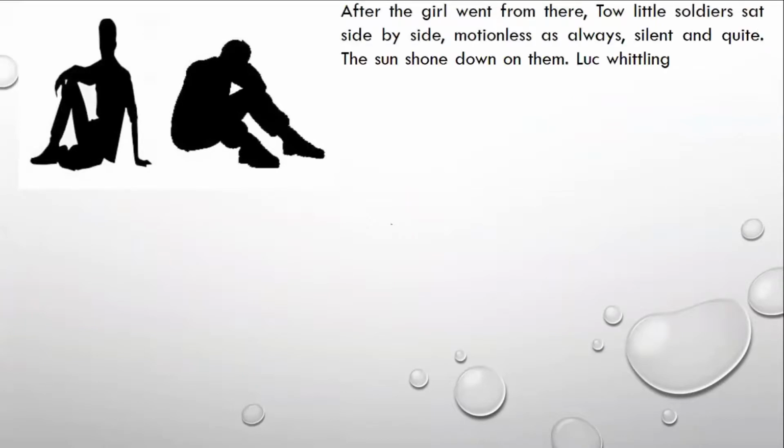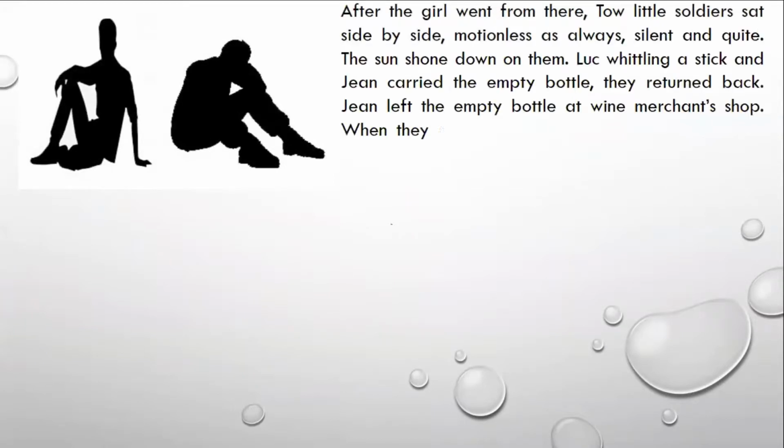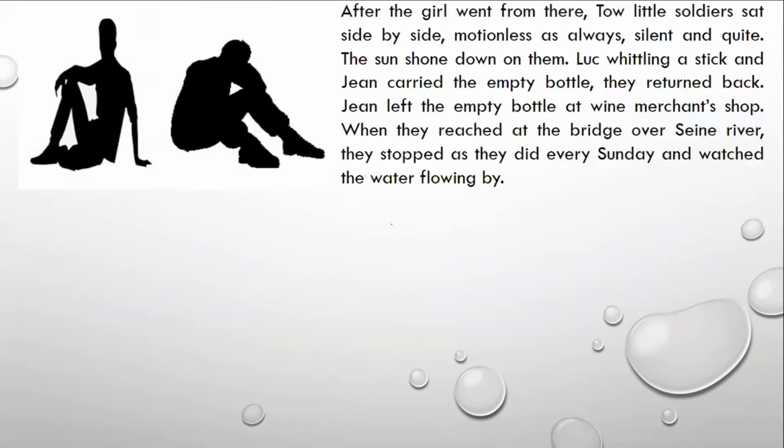After the girl went from there, the two soldiers sat side by side, motionless as always, silent and quiet. The sun shone down on them. Locke whittled a stick and Jean carried the empty bottle. They returned back. Jean left the empty bottle at a wine merchant shop. When they reached the bridge over the Seine River, they stopped as they did every Sunday and watched the water flowing by.